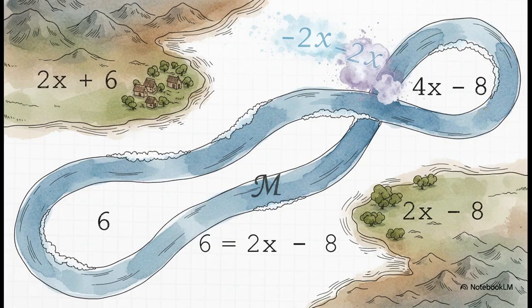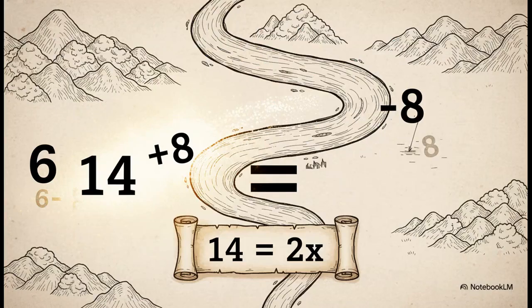We need all the x's on one side. I'm going to subtract 2x from both sides. That leaves us with just 6 on the left, and on the right, 4x minus 2x gives us 2x. We are in the home stretch. The second M is for move constants. To get that 2x all by itself, we got to move the negative 8. So we do the opposite.